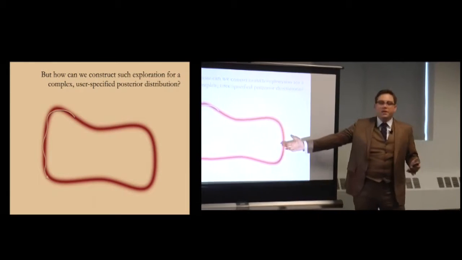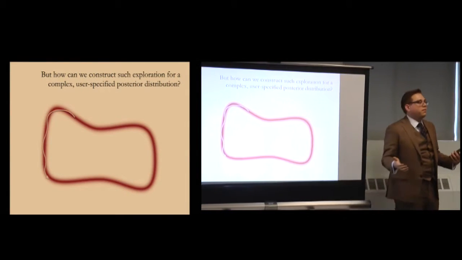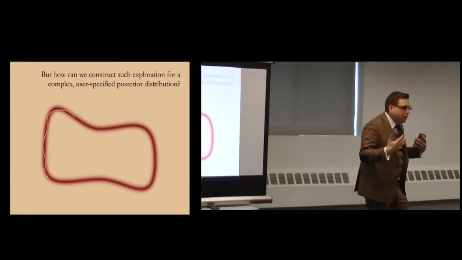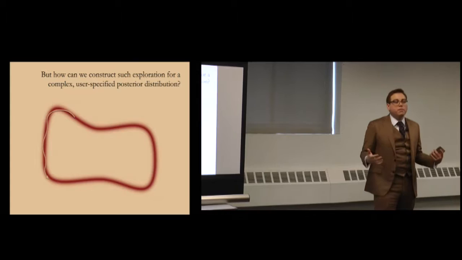So the challenge is, how do we do this? Right? In particular, how do we do this for a generic problem? Because if we really want Bayesian inference to be useful, then it has to be flexible enough that a user can build whatever model they want.